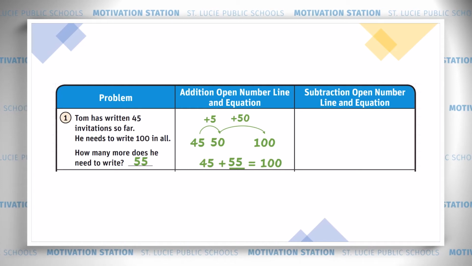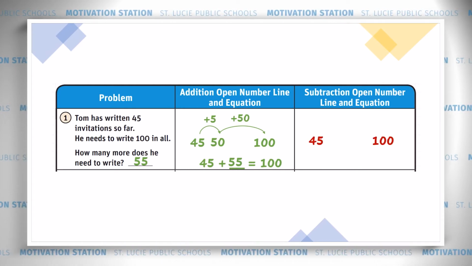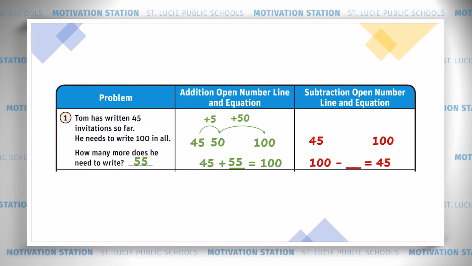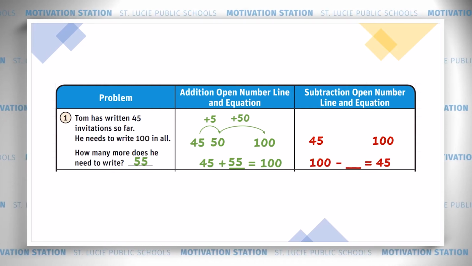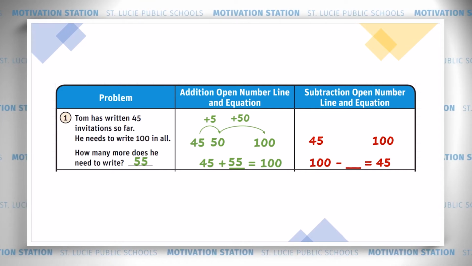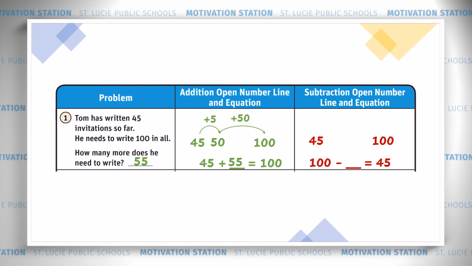For subtraction, I start with my whole, 100, and I'm trying to get to 45, my part. So my equation is reversed. 100 minus blank equals 45. Go ahead and write that down, and then think about your jumps that you're going to make.